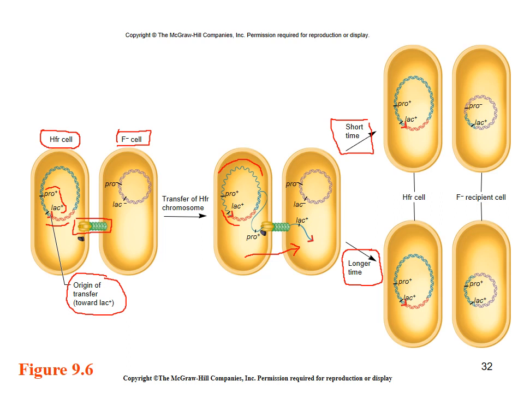And in fact, if you take a look at your F negative cell, your recipient cell, notice the bacterial DNA that was incorporated once conjugation ended after a short time. We were able to successfully bring over the lactose gene, but look what happened with the proline gene. It didn't change. That is because it was further down the strand of donor DNA, and because conjugation was interrupted, it wasn't able to be successfully incorporated into the recipient cell.